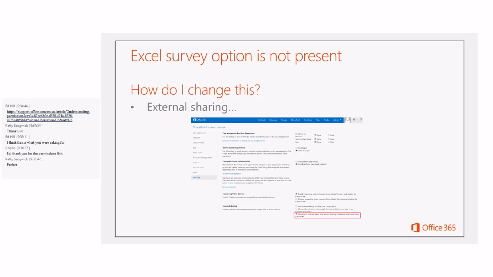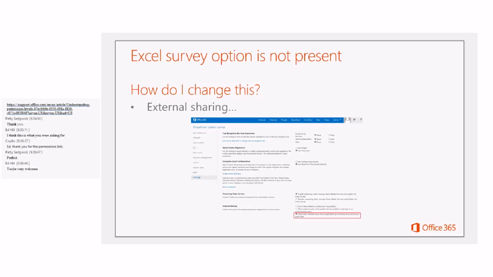There's a couple options here, the same three options we saw earlier. For this scenario and for Excel survey to work, you must allow both external users and anonymous guest links for this survey to function or be available. So go ahead and do this and click OK.